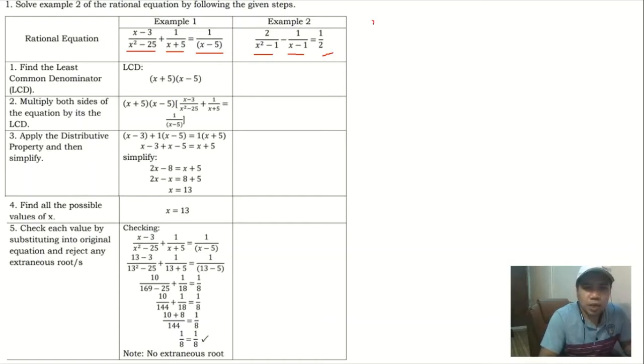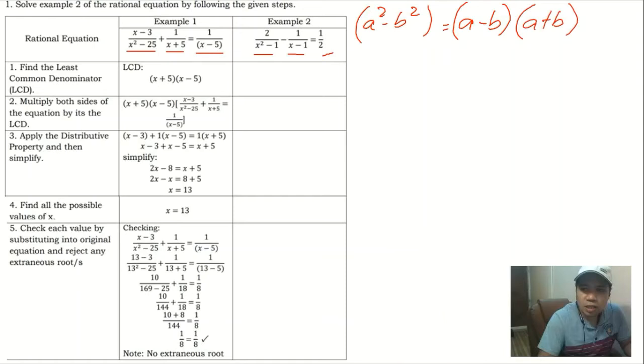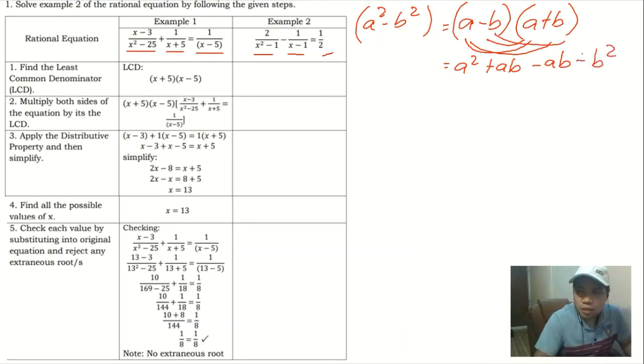Factor out. So, a squared minus b squared is actually equals to a minus b times a plus b. So, check lang natin kung ito nga yung factor niya. A times a is a squared. A times b is positive ab. Negative b times a is negative ab. Then, negative b times b is negative b squared. So, pag pinagsama natin ito, makakancel out silang dalawa. Kaya matitira is a squared minus b squared.